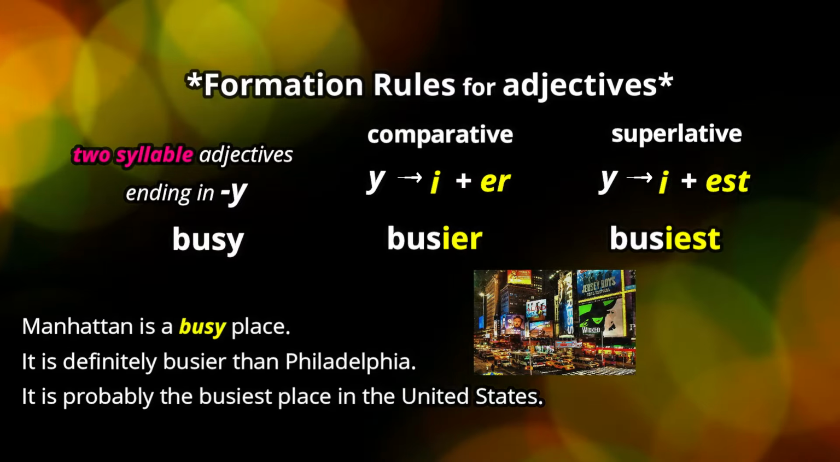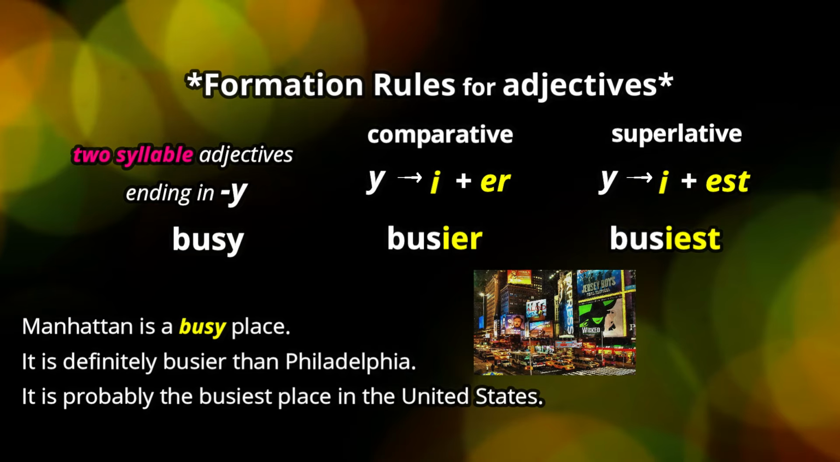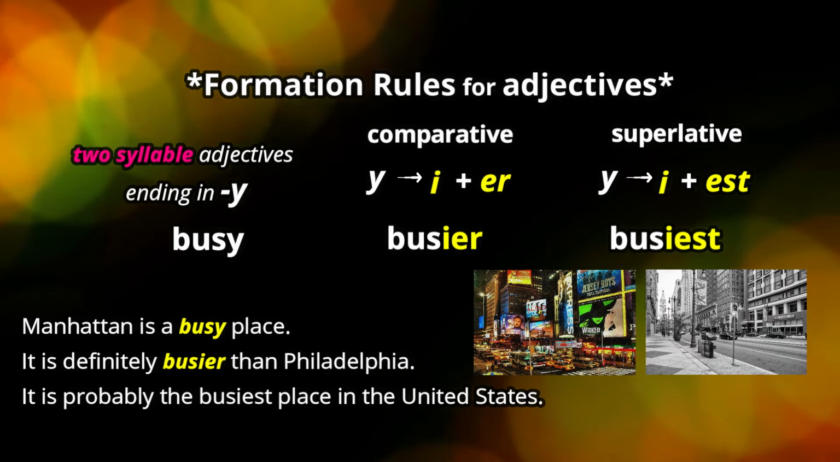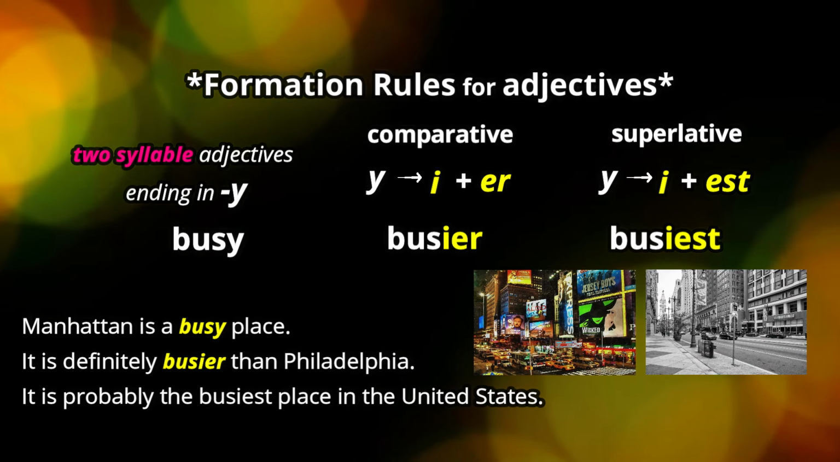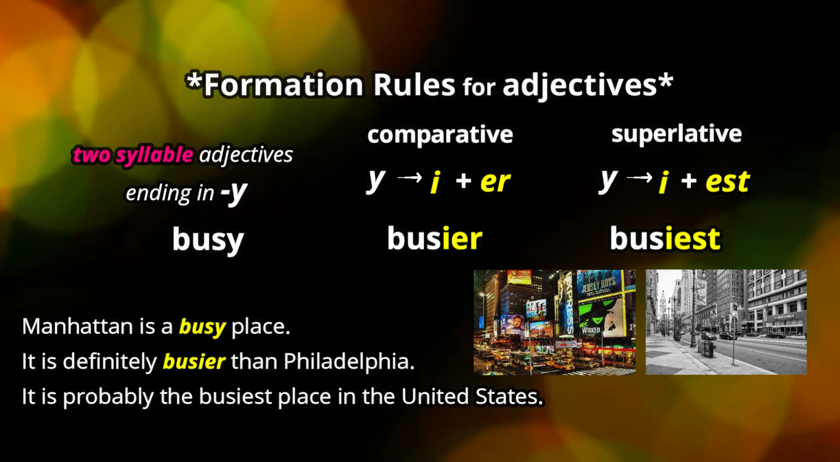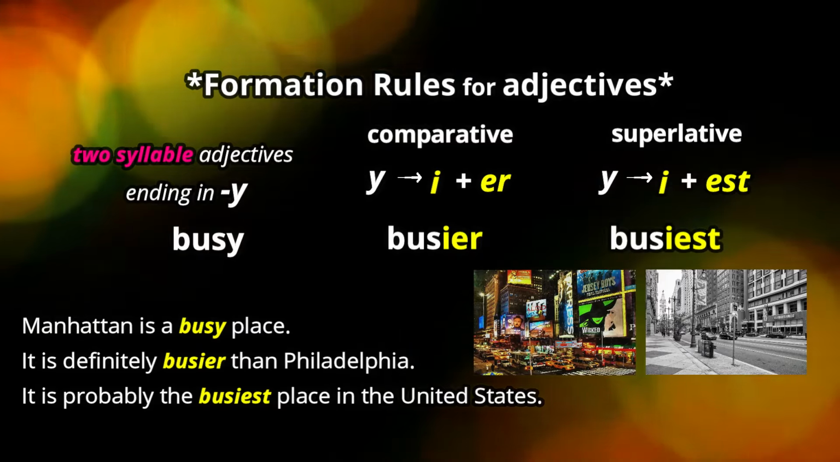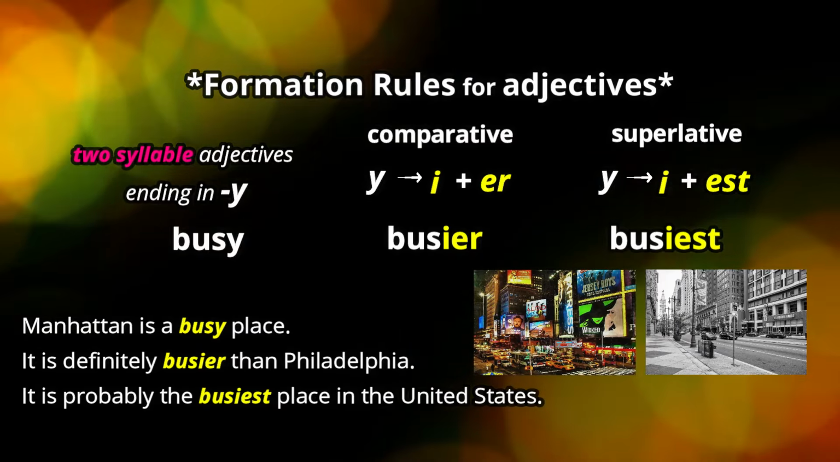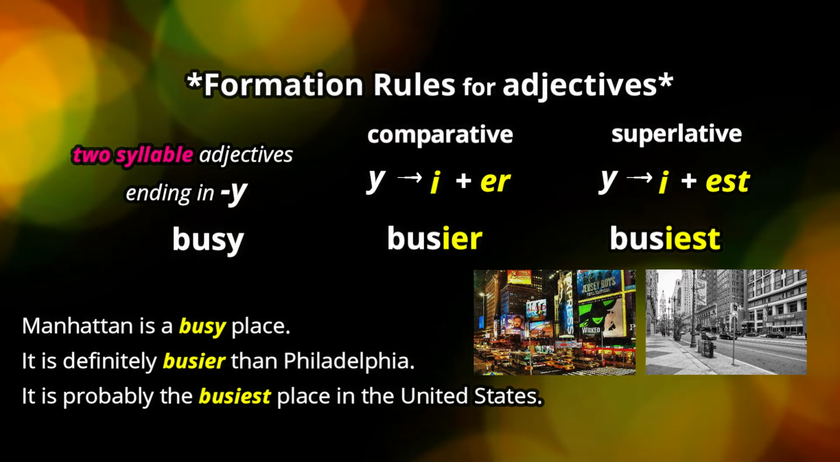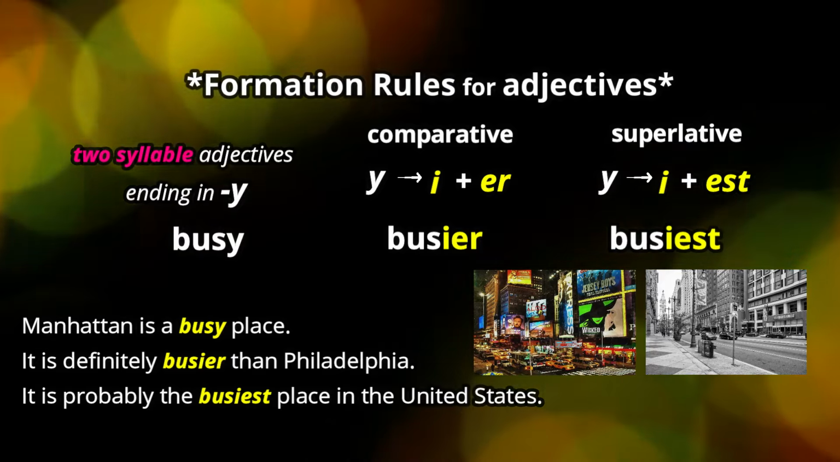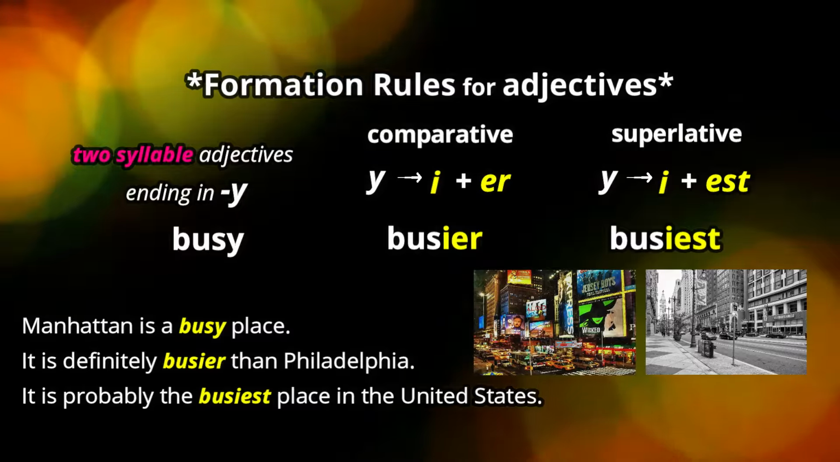Manhattan is a busy place. It is definitely busier than Philadelphia. So we're comparing Manhattan to Philadelphia. And then we have, it is probably the busiest place in the United States. So now we're comparing Manhattan to every other place in the United States as a group. All right, and that's why we use the superlative.